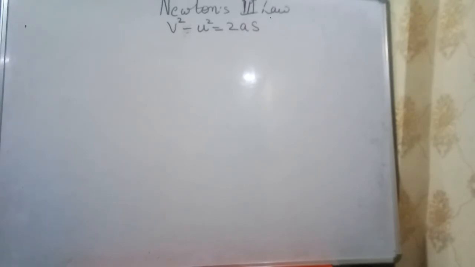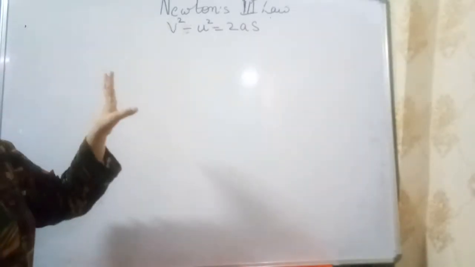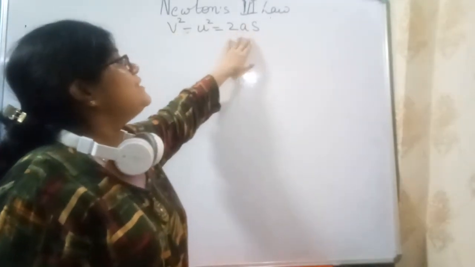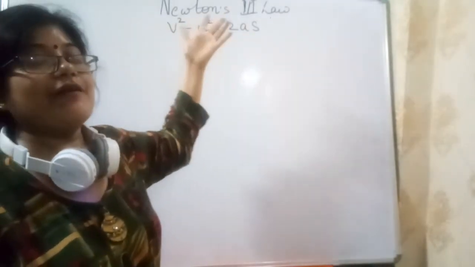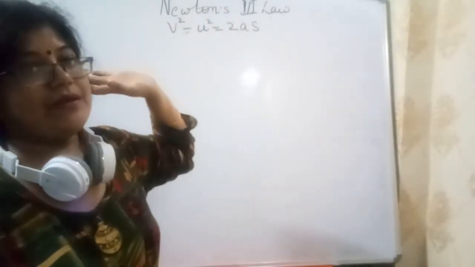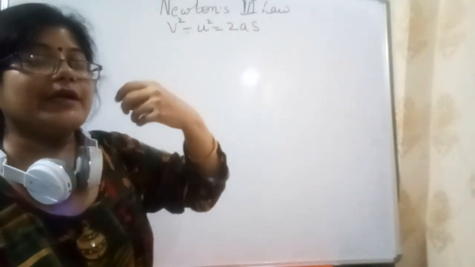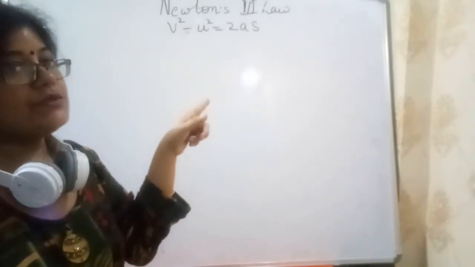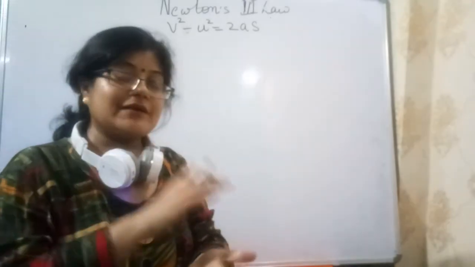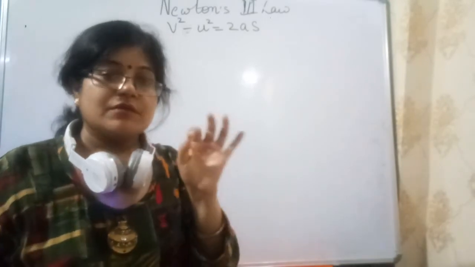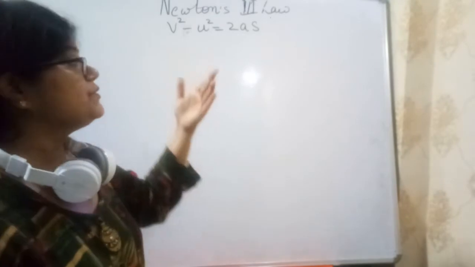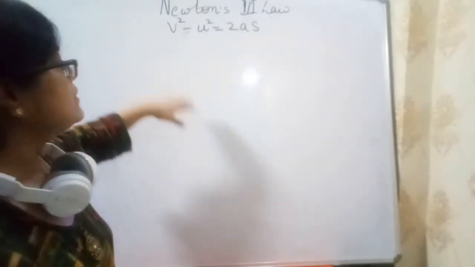Now we have to derive Newton's third law graphically. When we see the third equation, we have seen that it doesn't have any t variable. That means we have to eliminate the variable t. Again the same graph is used. The graph which I used in the first derivation, we use the same graph for the second and the same graph for the third.